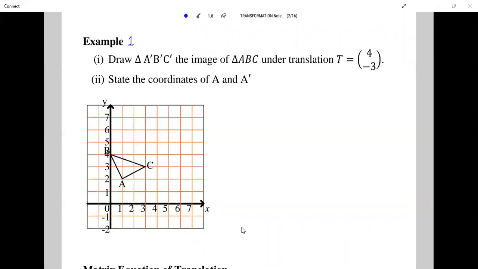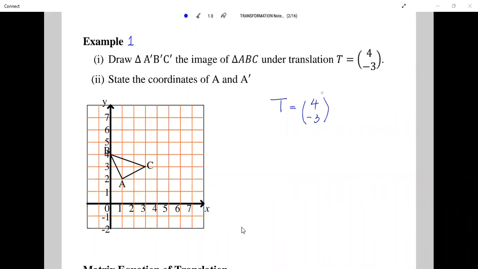Draw triangle A prime, B prime, C prime, the image of triangle ABC under the translation T, which is (4, -3). Now, you see the translation (4, -3)? For our translation, let's just say T is equal to (4, -3).